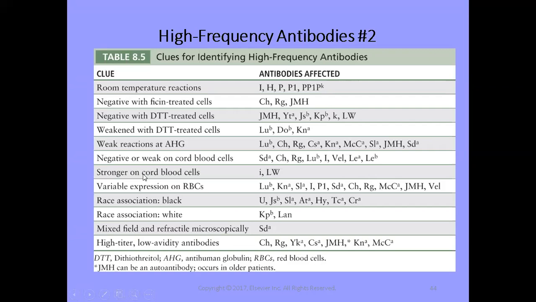Stronger reactions on cord blood cells: remember little i, because that's found on all cord blood in children less than 2. Race association, definitely with blacks: anti-U. And that's just a couple of different tips.